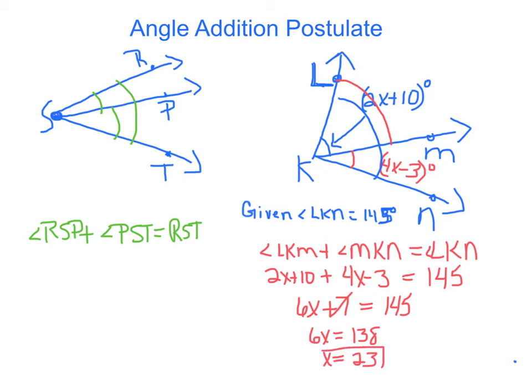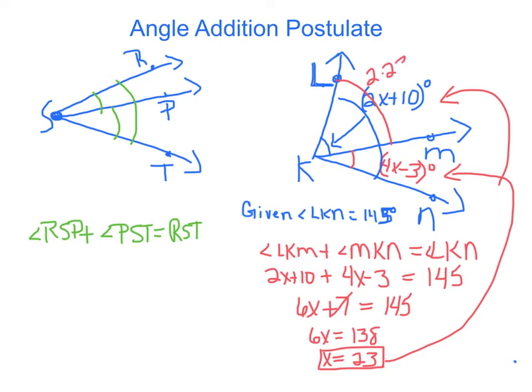Okay, now we've solved for x, but how do we find out the measure of each one of these angles? We can take this x equals 23 and substitute it back into each one of these expressions. So 2 times 23 is 46, plus 10 is 56. If we put 23 in for 4x minus 3, we have 4 times 23 is 92, minus 3 is 89. So when you substitute in here, you have 89 degrees.